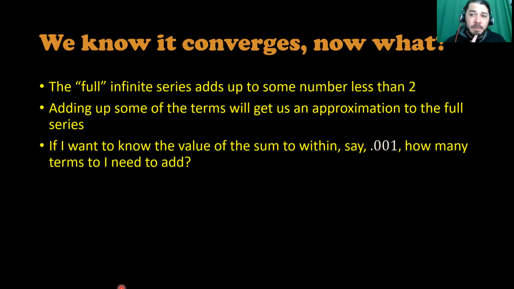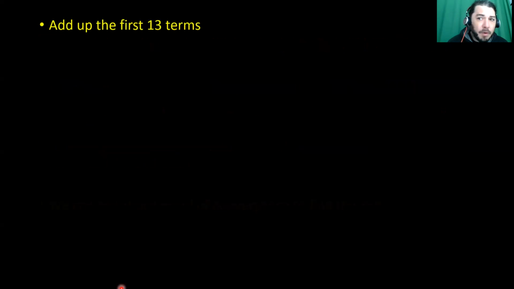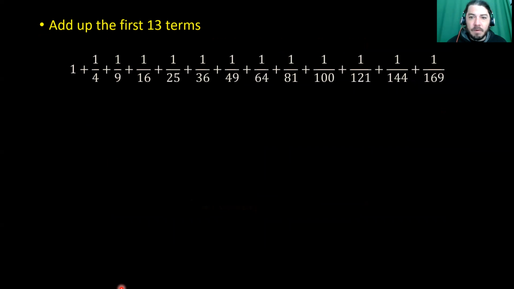And an important question then is, if I add up some number of terms and I want to get the infinite series to, say, 3 decimal place accuracy, so within 0.001, how many terms am I going to need to add? And so what we can do is adapt our proof just by starting at a different point in the series of convergence to find this out. So I want to start at a specific thing. Let's say I add up the first 13 terms of our series for p equals 2. So this is the sum of the first 13 squared. It goes all the way up to 1 over 169, which is 13 squared.